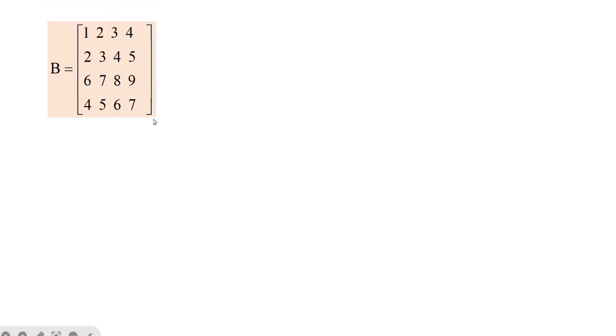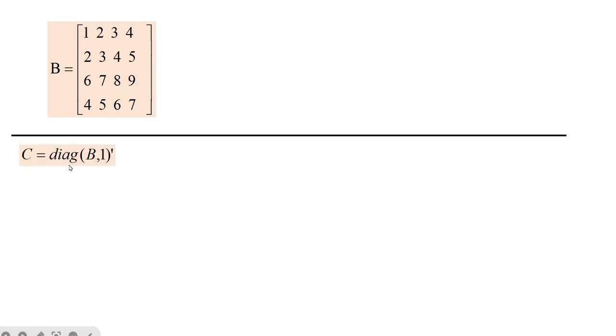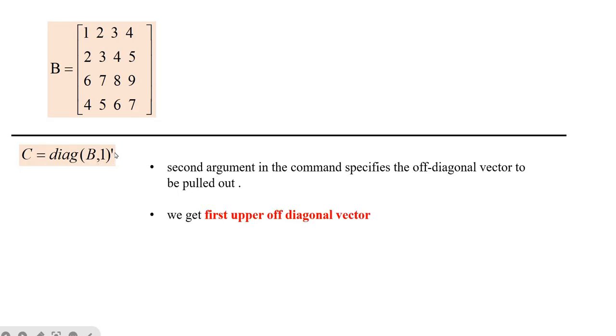Now, suppose we have this matrix of order 4 cross 4, that is the B matrix. So here C is equal to, now what do I want? I want the upper diagonal elements. This was the main diagonal. Upper diagonal elements are 2 4 9. I want to display it in the form of a row vector. So what I have done here, C is equal to diagonal of B comma 1 transpose. Okay, so this second argument specifies the off-diagonal vector to be pulled out.